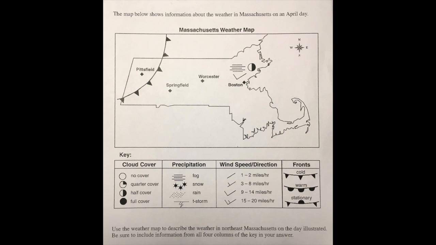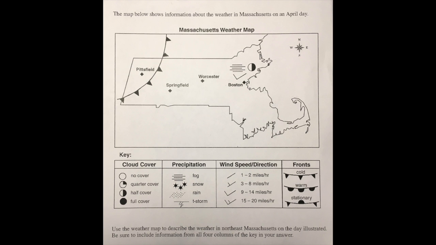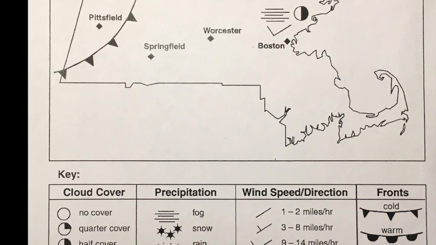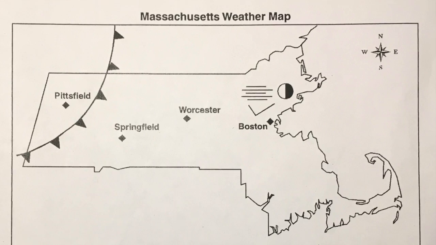First, students have to know which part of the map is northeast. To do this, they can use the compass rose in the upper right-hand corner of the map. If we look north and east, we see that this location is right above the city of Boston. Then we can look at the symbols on the map. We see that there's a half-colored-in circle. The first column of the key tells us that this means that there's a half cover of clouds.